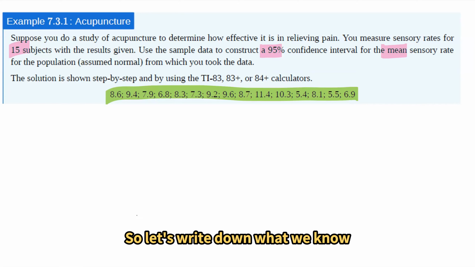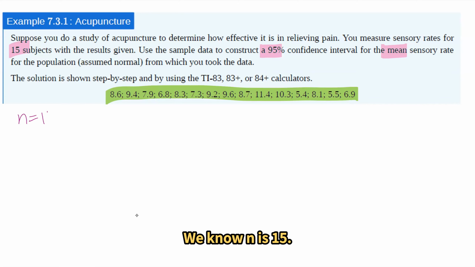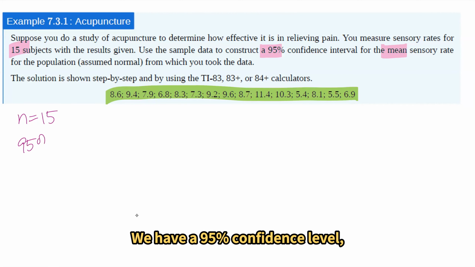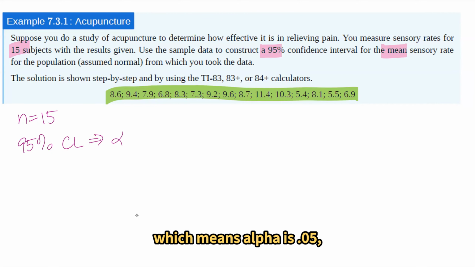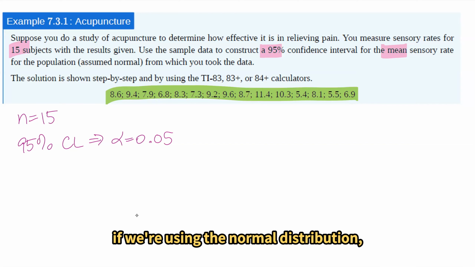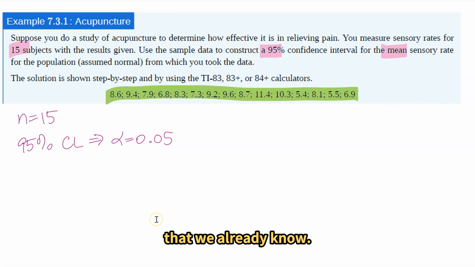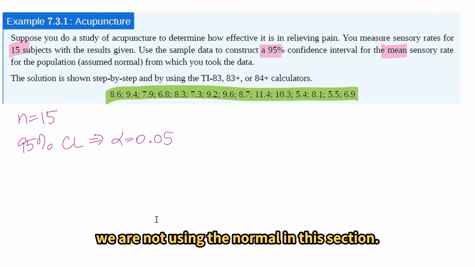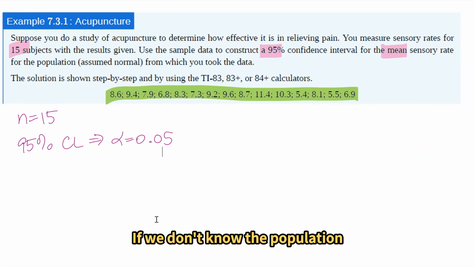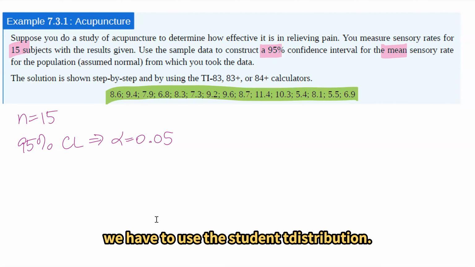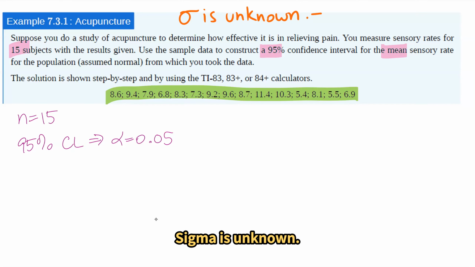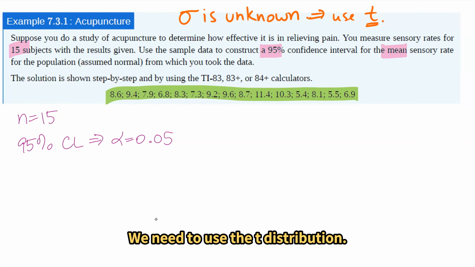So, let's write down what we know. We know n is 15. We have a 95% confidence level, which means alpha is 0.05, which would mean, if we're using the normal distribution, that we already know what z is, but we're not using the normal in this section. If we don't know the population standard deviation, we have to use the student t-distribution. Sigma is unknown. We need to use the t-distribution.